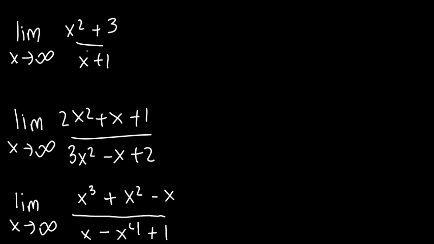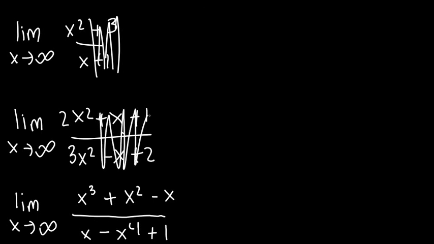When you have something at infinity, you can just cross out everything which is not the highest degree. So these are the highest degree terms. In this one, these are the two highest degree terms. And here, this is the highest degree in the numerator, and this is the highest degree in the denominator. So let's just try this out.